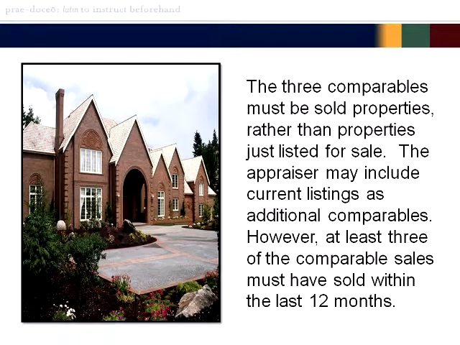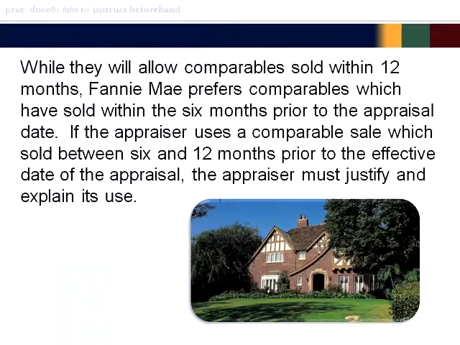The 3 comparables must be sold properties, rather than properties just listed for sale. The appraiser may include current listings as additional comparables. However, at least 3 of the comparable sales must have sold within the last 12 months. While they will allow comparables sold within 12 months, Fannie Mae prefers comparables which have sold within the last 6 months prior to the appraisal date.